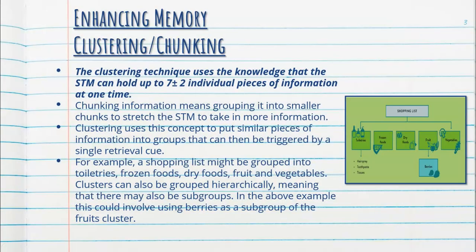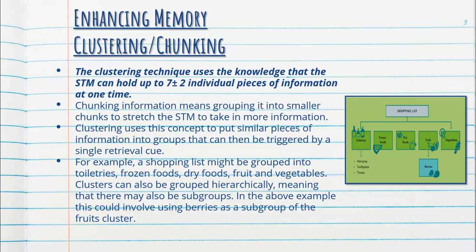So clustering or chunking. The clustering technique uses the knowledge that the short-term memory can hold up to 7 pieces of information, give or take 2, at one time. So chunking information means grouping it into smaller chunks to stretch the short-term memory store so we can take in more information. Clustering uses this concept to put similar pieces of information into groups that can then be triggered by a single retrieval cue. A very good example, as pictured here, is a shopping list. This might be grouped into toiletries, frozen foods, dry foods, fruit and vegetables, etc.